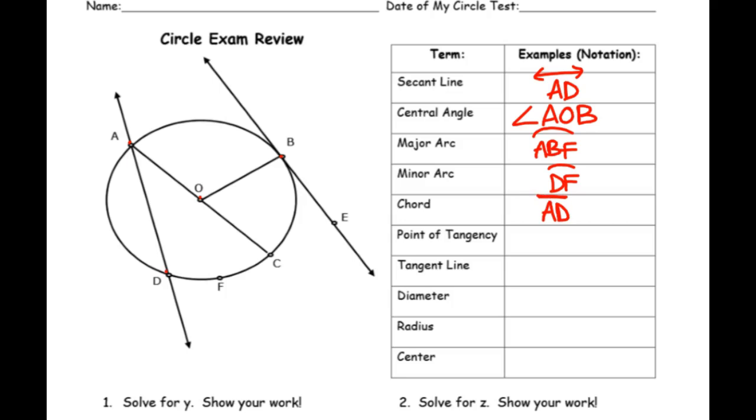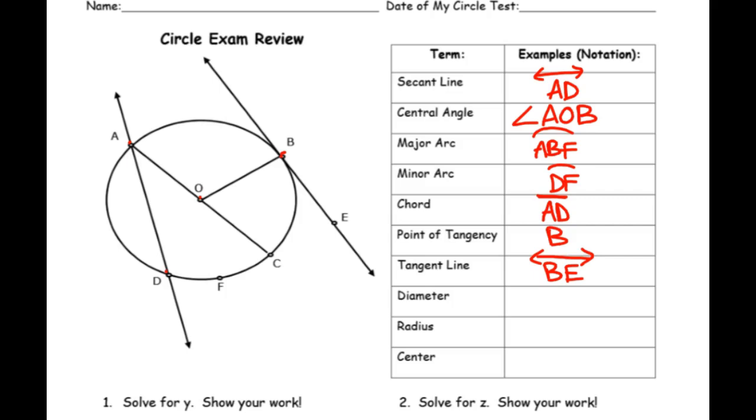Point of tangency, so my tangent line is BE, right, touching it once, and that point where they touch, that is the point of tangency, so it's just B. And the tangent line, like we just said, is a line that touches it once, so that would be BE, and you got to put the arrowheads on it because it's a line.